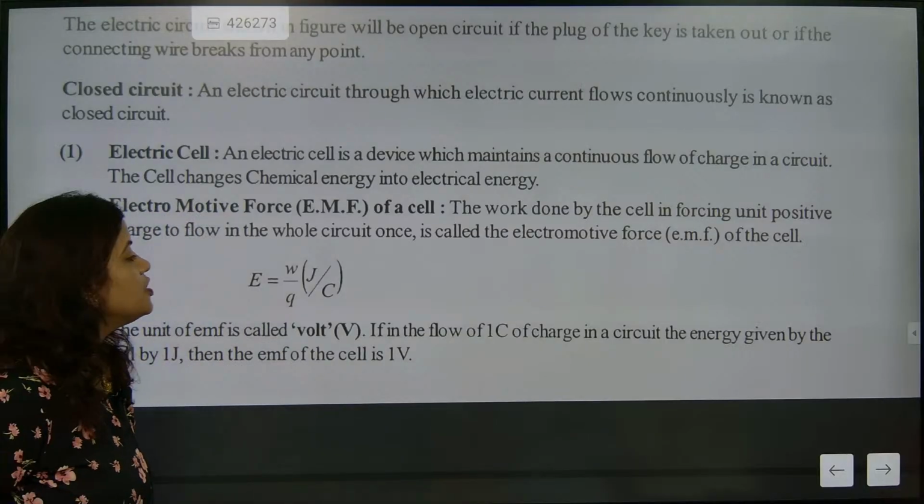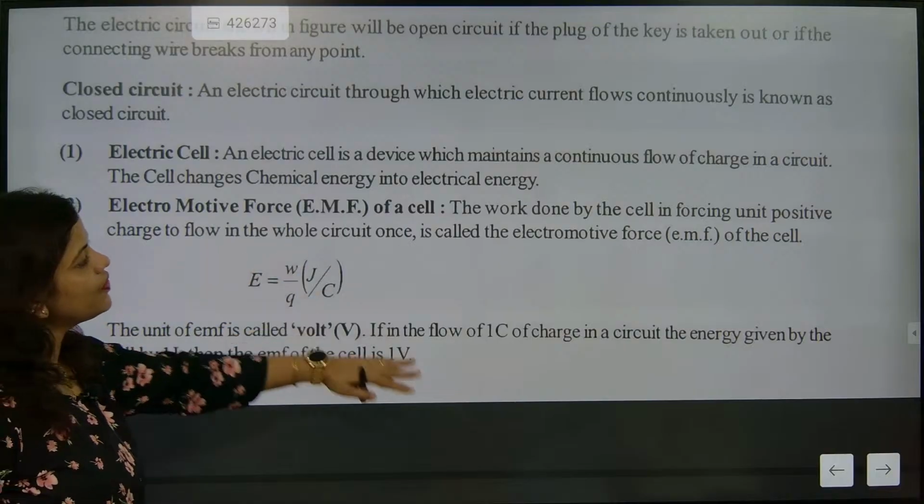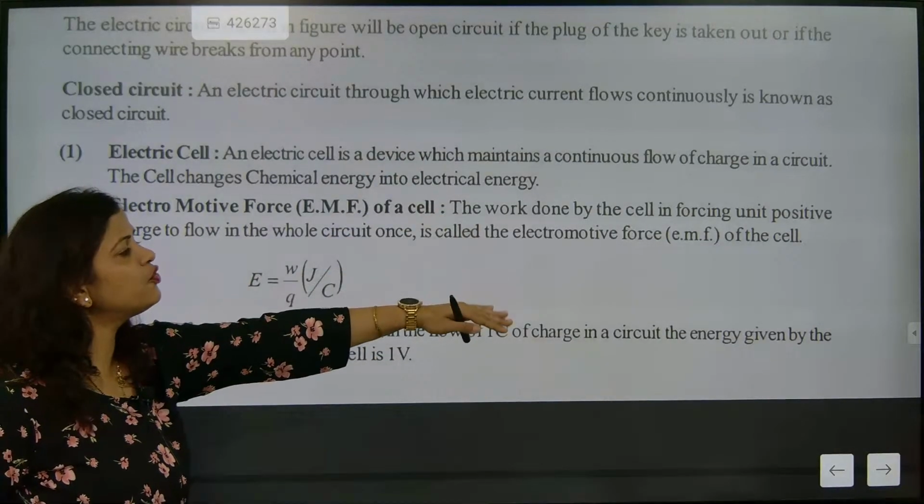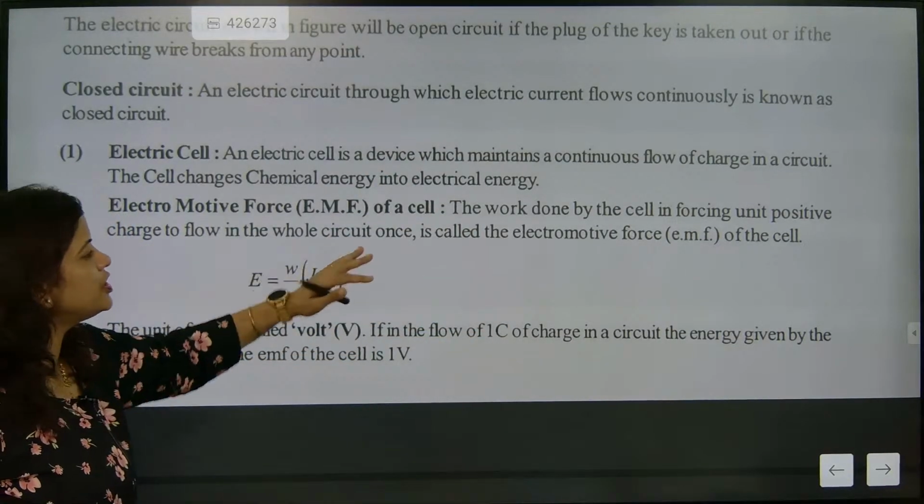Now look here, beta. So this is electromotive force. You need to understand one thing. The work done by the cell in forcing unit positive charge to flow in the whole circuit.